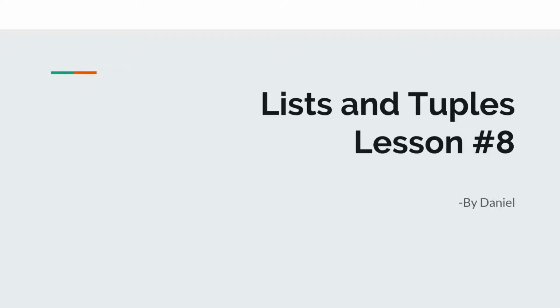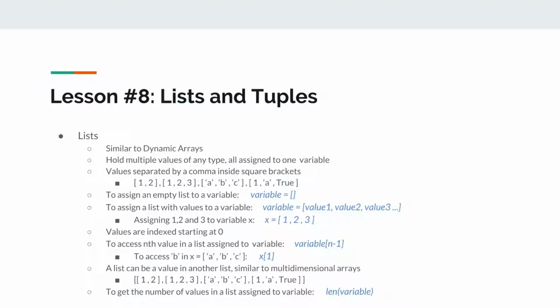In today's lesson, we will be looking at 2 ways to store multiple values in one variable. Lists are another type of value in Python and are similar to dynamic arrays in other programming languages. A list basically consists of multiple values, all assigned to one variable. These values can be of different types. Lists are denoted in Python by different values separated by commas between square brackets.